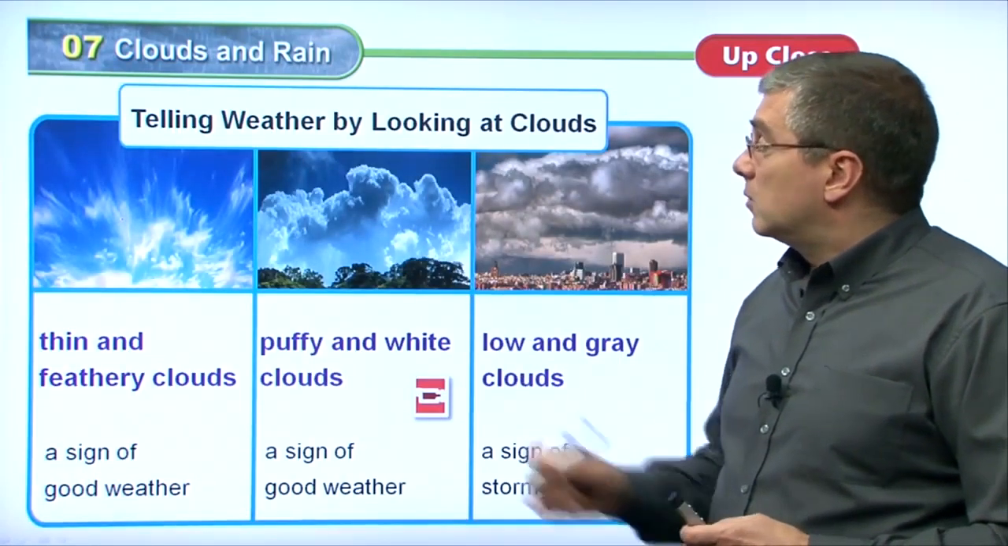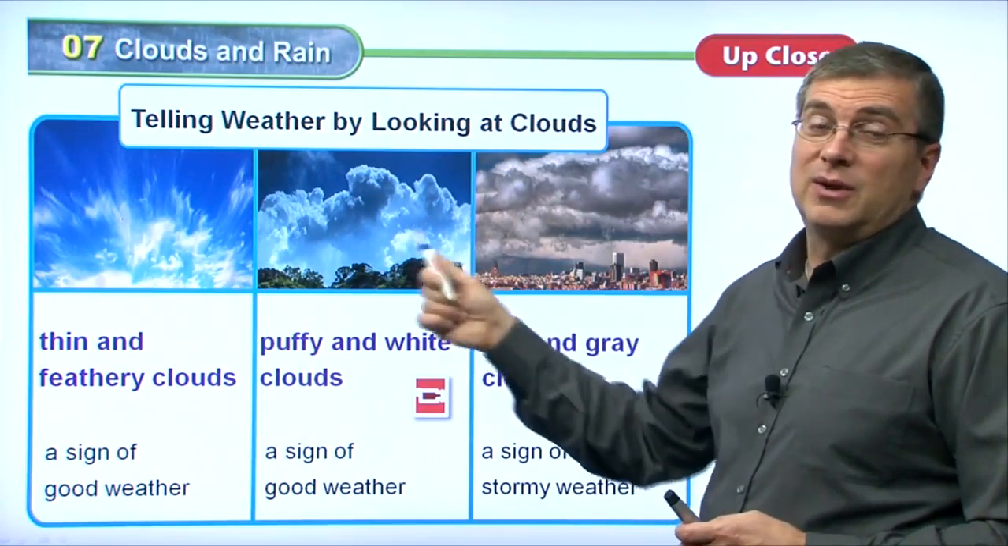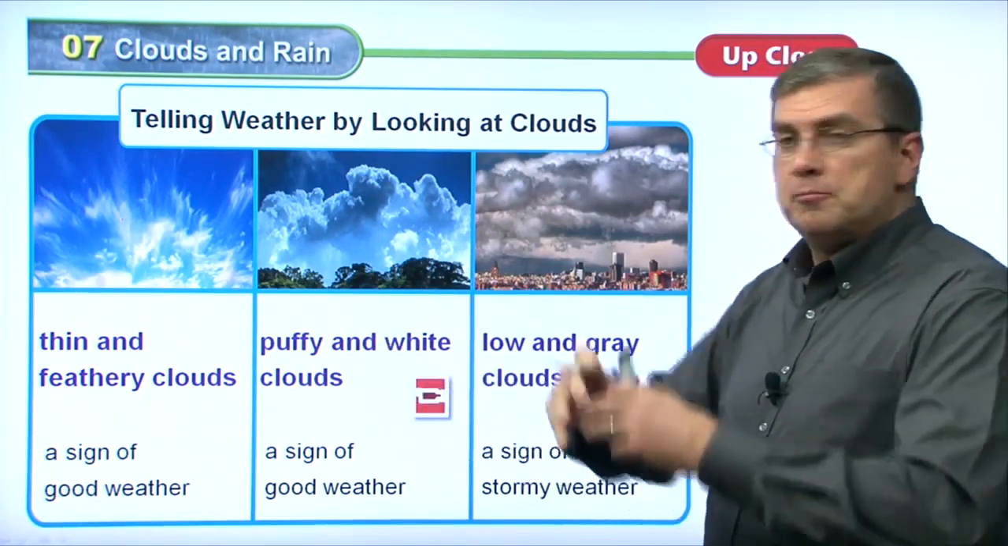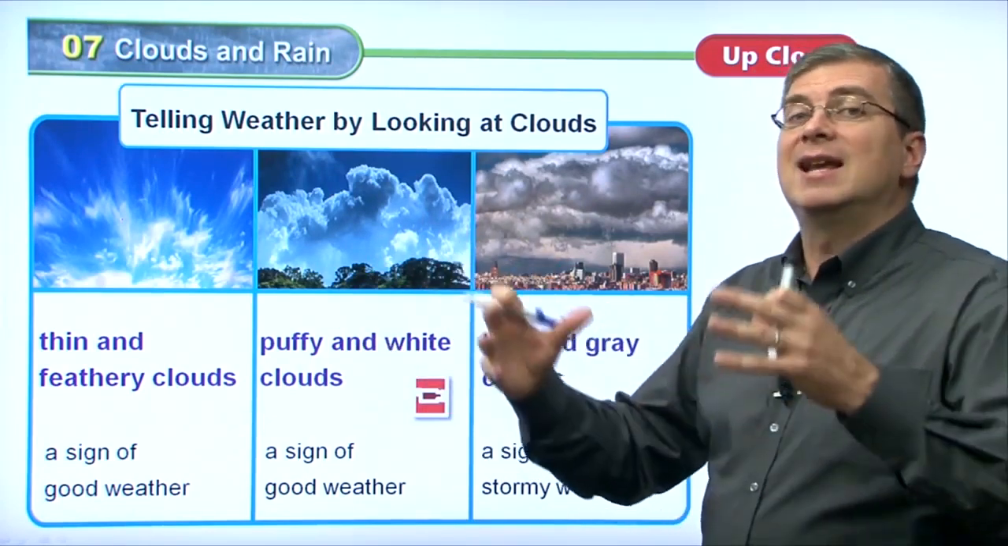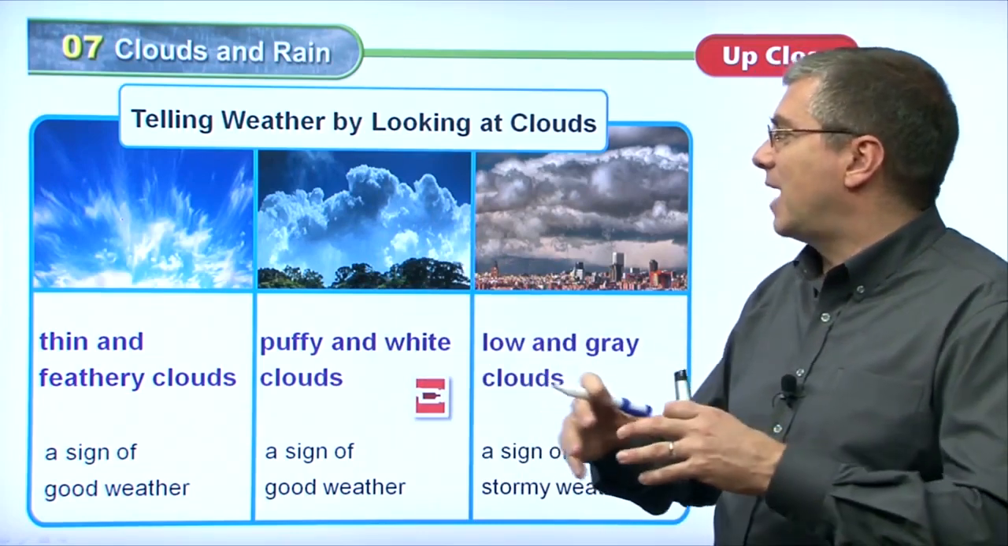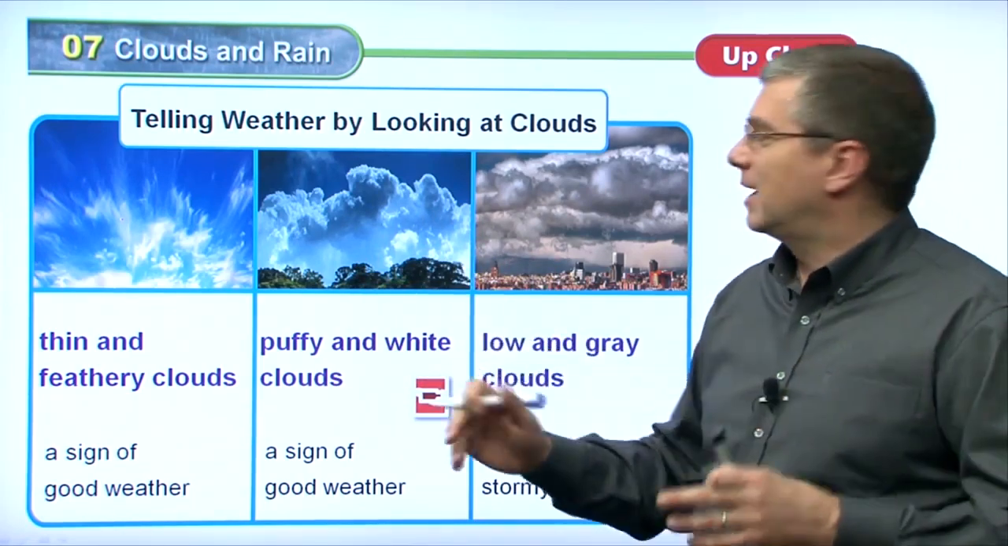Another type of cloud, we see this. This is very impressive, by the way. This is very beautiful, right? Puffy. Puffy, like cotton candy or certain types of fabric. Your teddy bear is puffy, right?